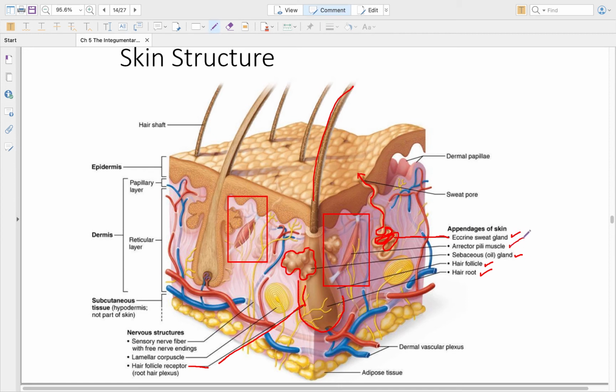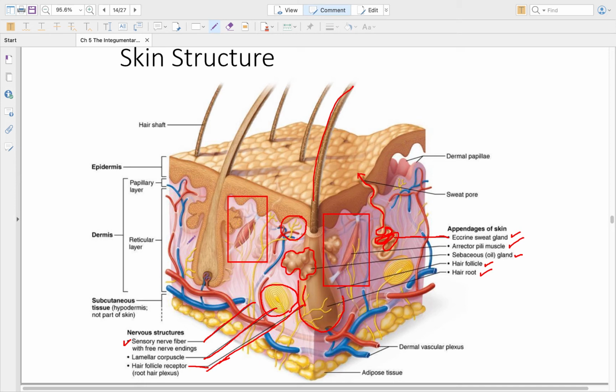Now, the other things that we need to cover here is you'll see sensory nerve fibers with free endings. How do you know they're free endings? Because they have this branchy type ends, and they're closer to the epidermis. Okay. This is a nerve structure or receptor, and it's referred to as the lamellar corpuscle. Okay, so it picks up tactile surfaces, allows you to feel different tactile surfaces.